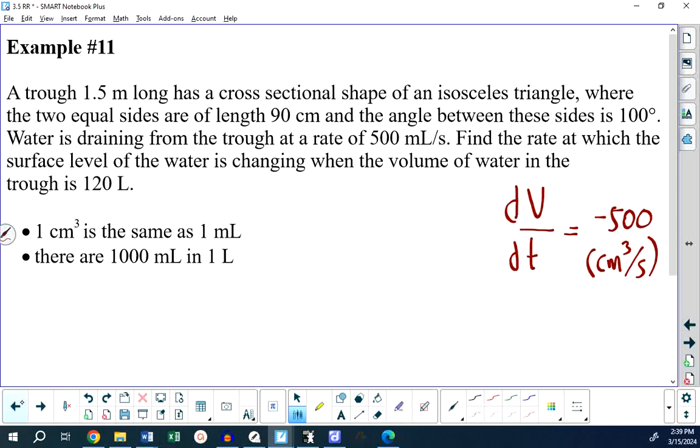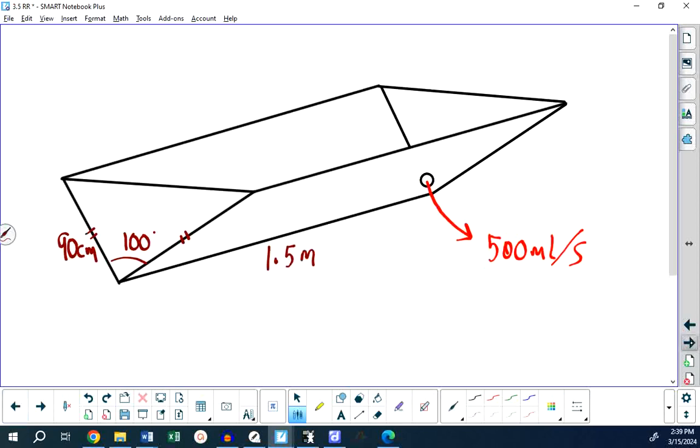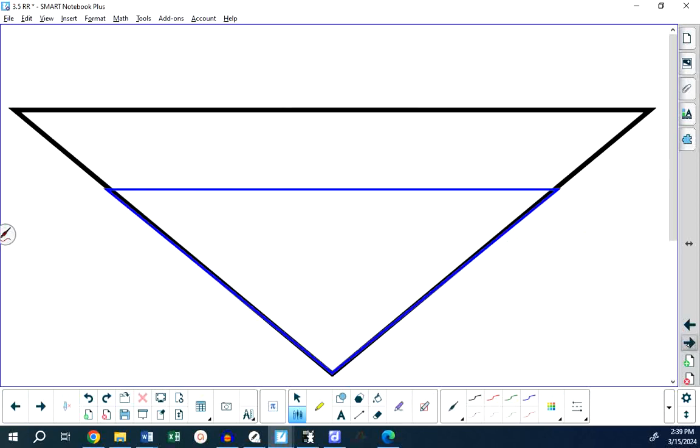What are we asked to find? Find the rate at which the surface level is changing. Okay, so now what we need to do is distinguish between the trough and the water in the trough. I'm going to look at the end of the trough. This is the end of the trough, maybe drawn more to scale. I did check. This is pretty close to 100 degrees.